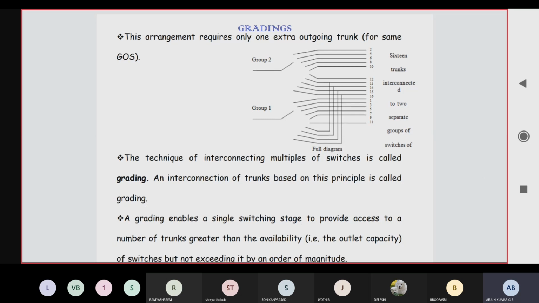Total number of trunks will be 16. That's why you should go for proper grading. We can reduce the number of trunk lines, then automatically the cost of the telecommunication system will be reduced. Within these 16 trunk lines, we can give sufficient connections for the customers.